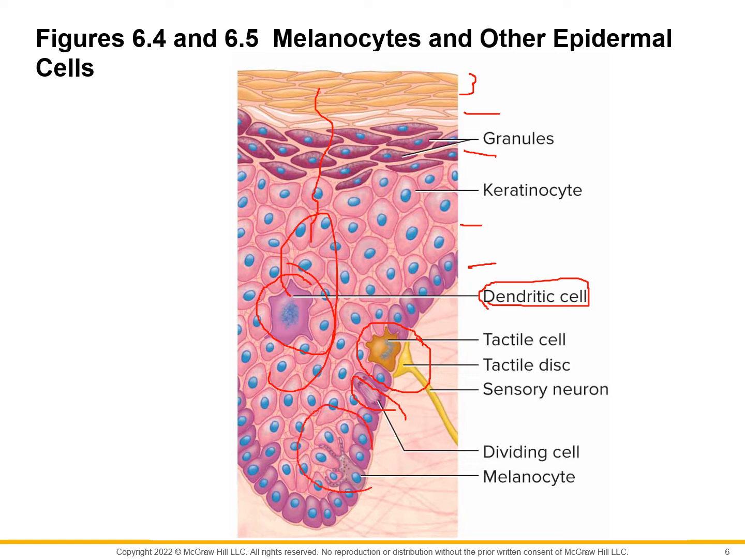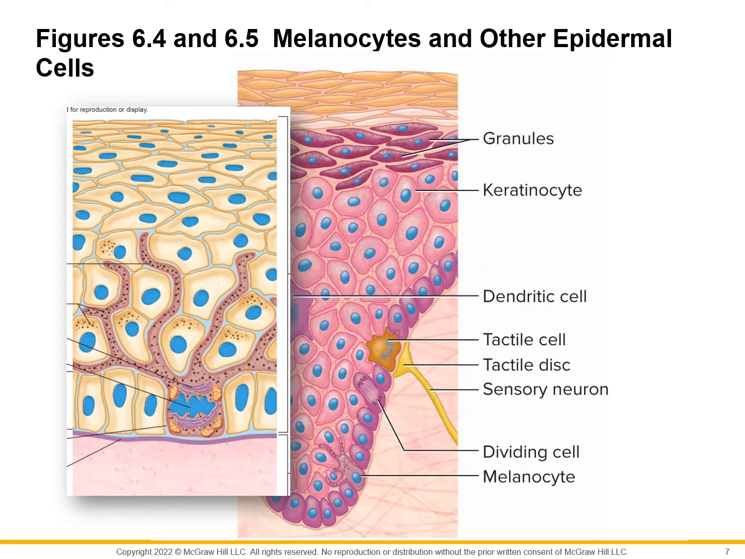But this, right here, is the one that I'm going to spend a little more time on. So we've got the tactile cell with its tactile disc sending information on a sensory neuron. We'll study that a lot more when we get into the nervous system. And this dendritic cell is our immune system trying to protect us. But this melanocyte, now I'm going to use a picture from the old book because it does a better job. It's hard to see this one that's on here.